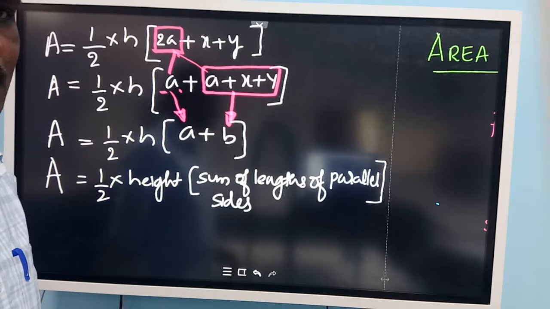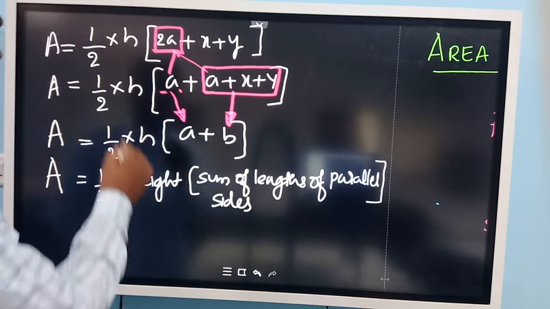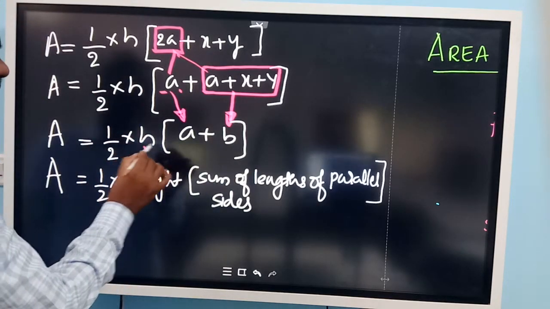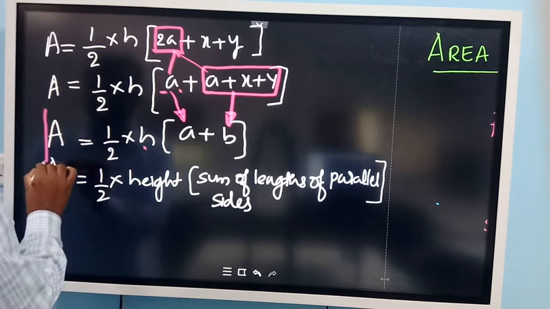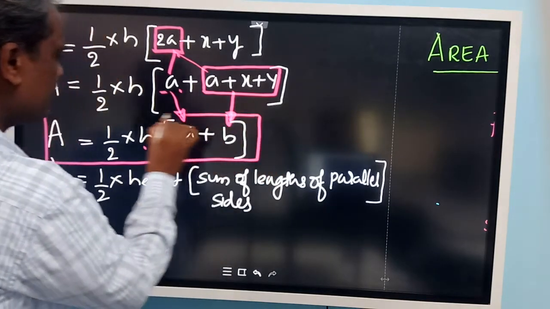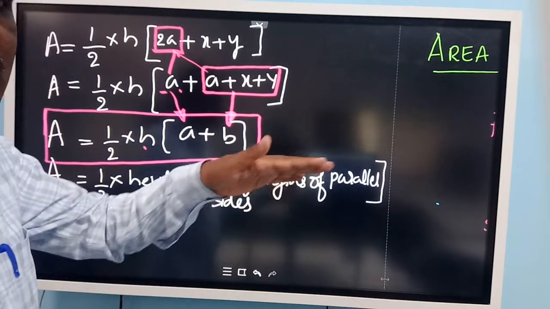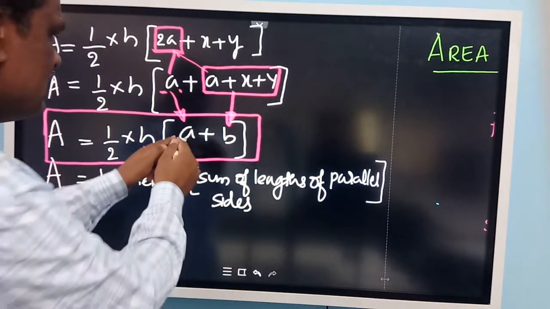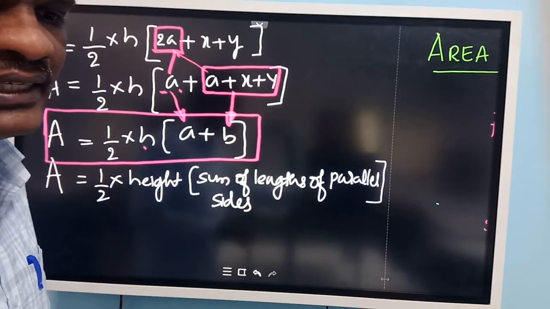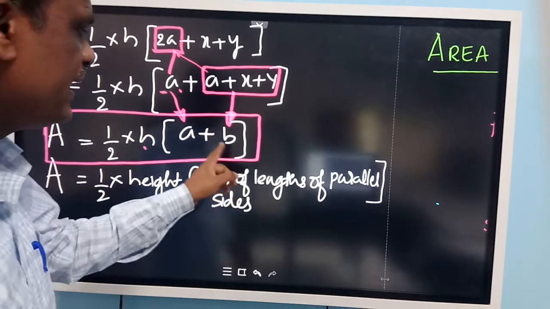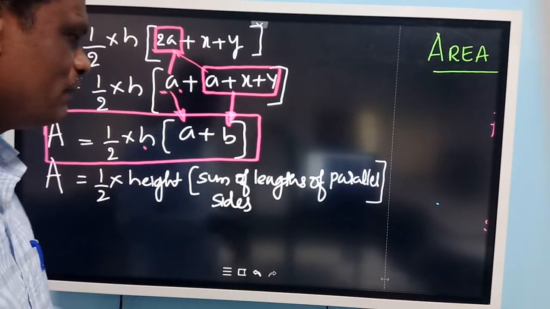Another parallel side, one of the parallel sides. Now what you got? 1 by 2 h into a plus b. So this is the formula to find out the area of trapezium. What is this h? It is the distance between the parallel sides. What are a and b? A and b are the lengths of the parallel sides.